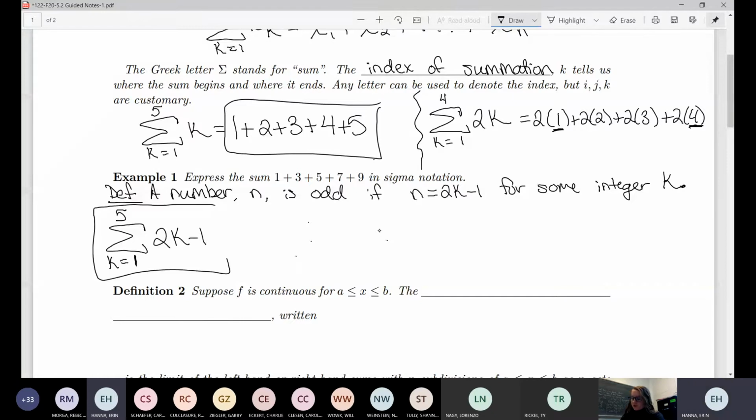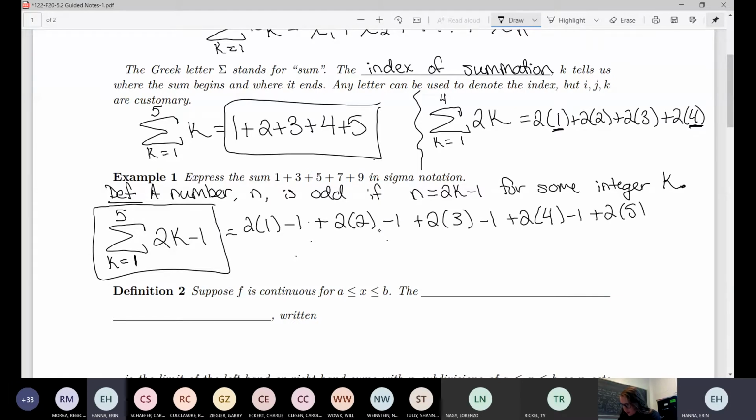So this would be my answer to the question, but just to go a step further to prove that that's exactly what I wanted it to be, if we were to write this back out, we would have 2 times 1 minus 1 plus 2 times 2 minus 1 plus 2 times 3 minus 1 plus 2 times 4 minus 1 plus 2 times 5 minus 1, which is 1, 3, 5, 7, and 9. And my screen is super laggy. So all you need to know about sigma notation is that we can write these sums in this compact way.